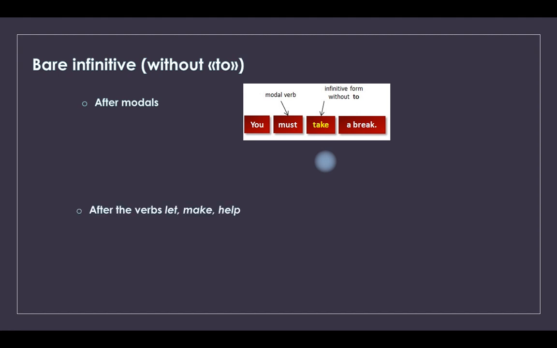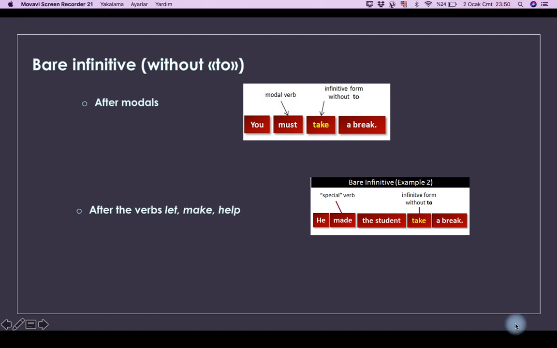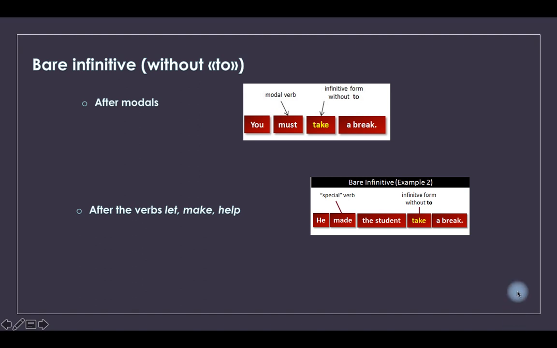Also, we do not use to after the verbs let, make, and help. He made the student take a break. Well, make in this case means zorla, right? Öğrenciyi zorla teneffüse gönderdi.